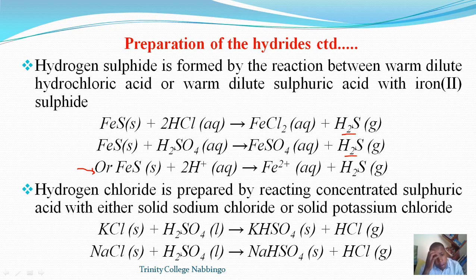Lastly but not least is the production of hydrogen chloride. Hydrogen chloride is the hydride of chlorine. How is it prepared? It's prepared by reacting concentrated sulphuric acid with either sodium chloride or potassium chloride. All of them are in solid form. So that's how we prepare hydrogen chloride.